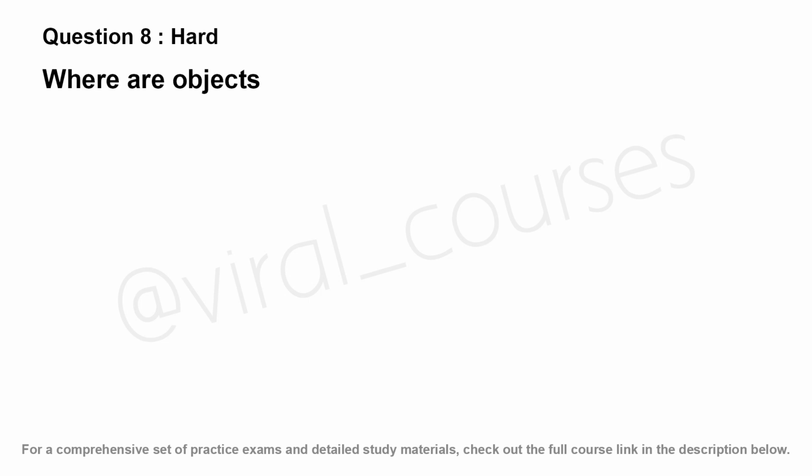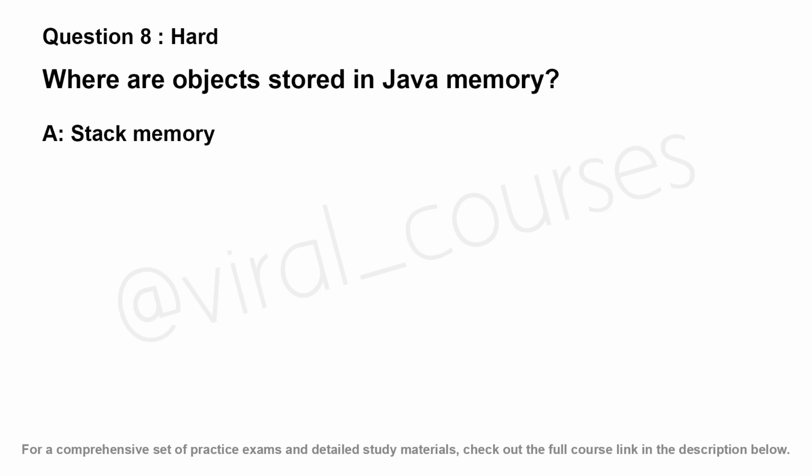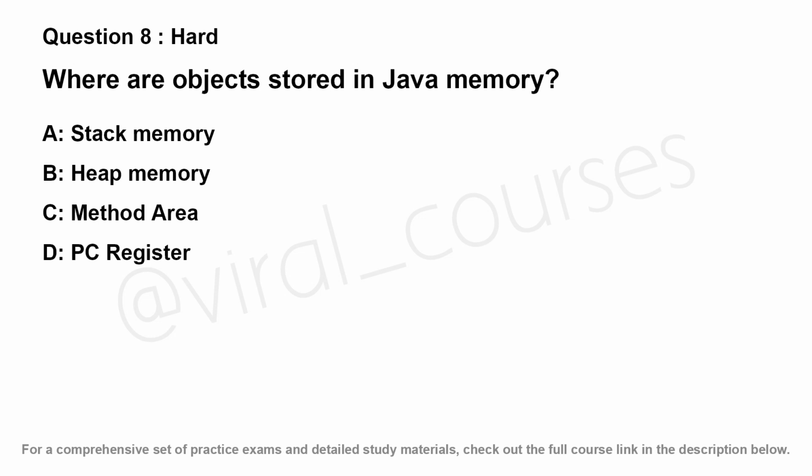Where are objects stored in Java memory? Option A, stack memory. Option B, heap memory. Option C, method area. Option D, PC register.